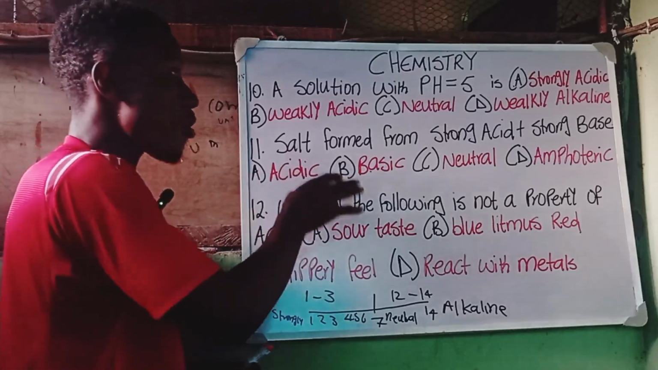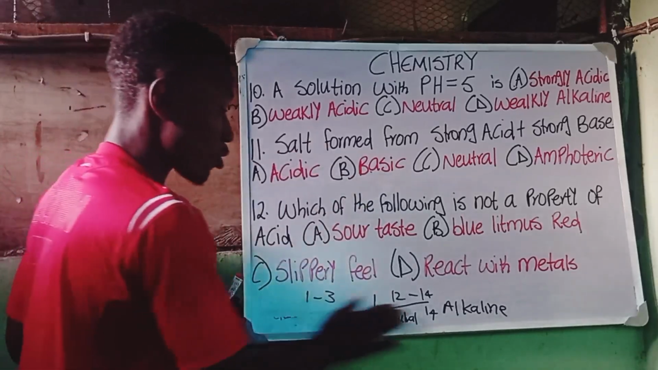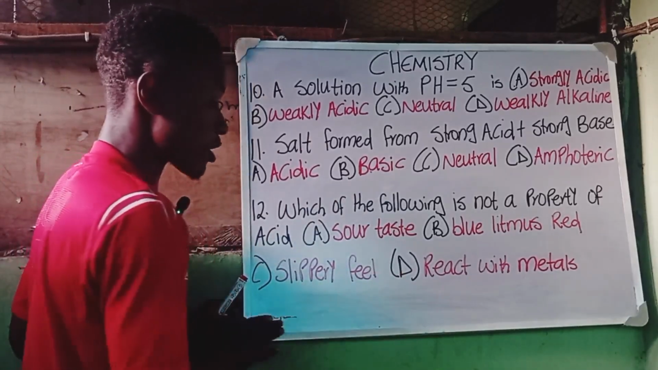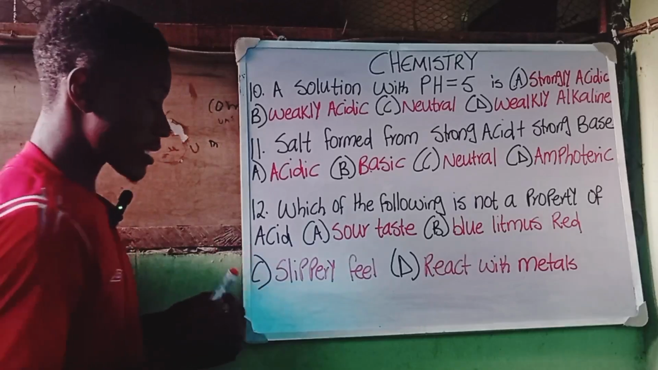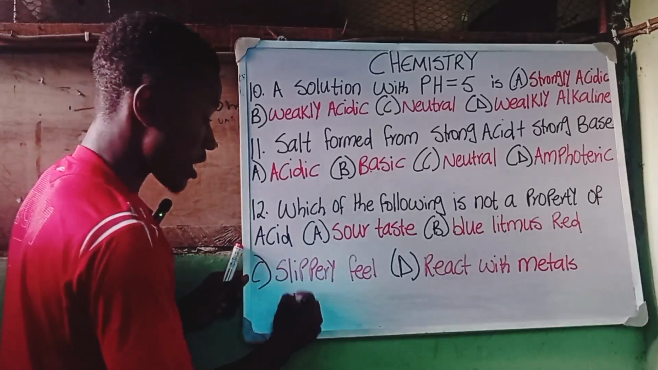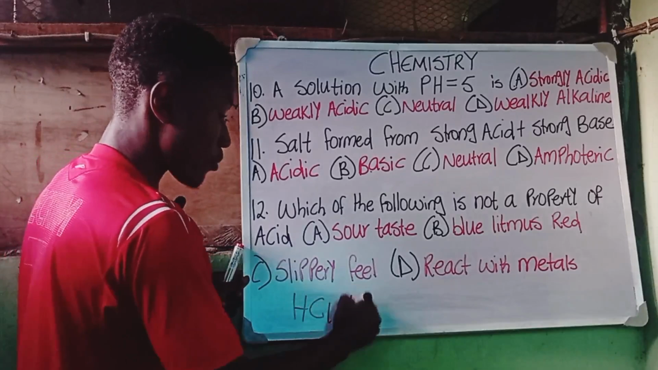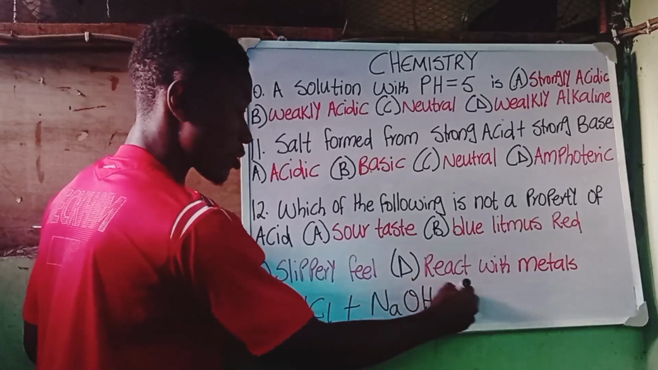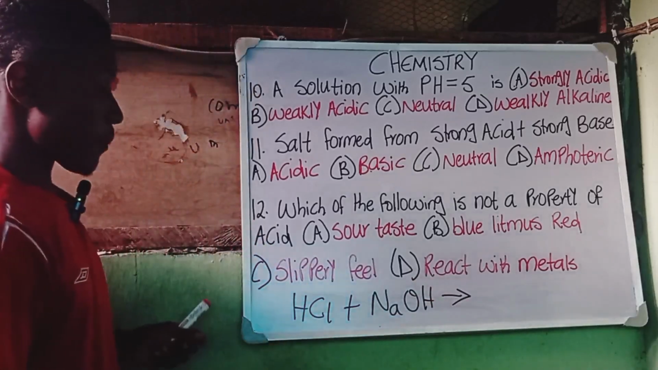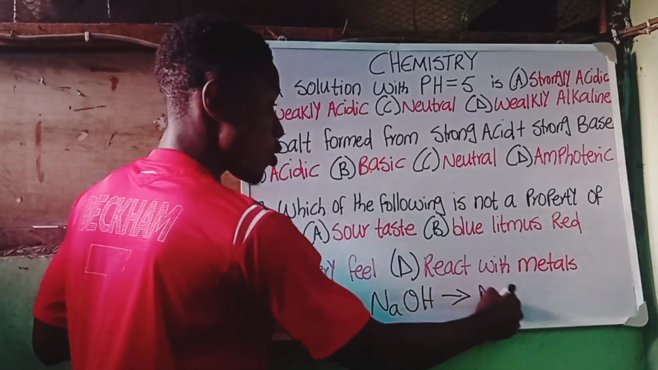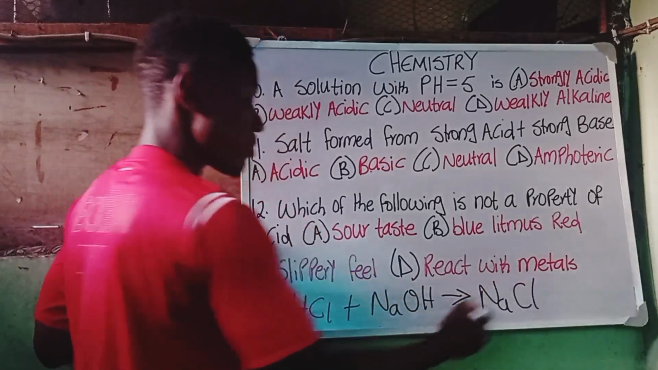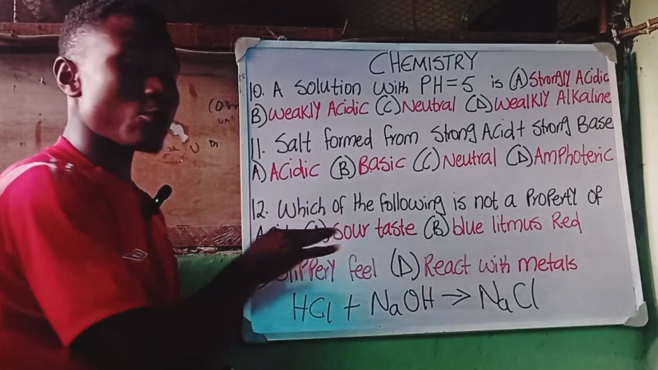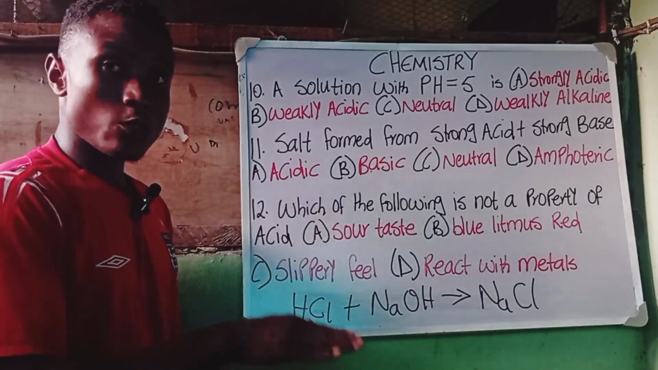It says salt formed from strong acid plus strong base. So what we have here is a strong acid reacting with a strong base. For example, let's take our strong acid, hydrochloric acid, plus our strong base, sodium hydroxide. All right. So at this point, what we are going to have is sodium chloride, and it reacts completely.